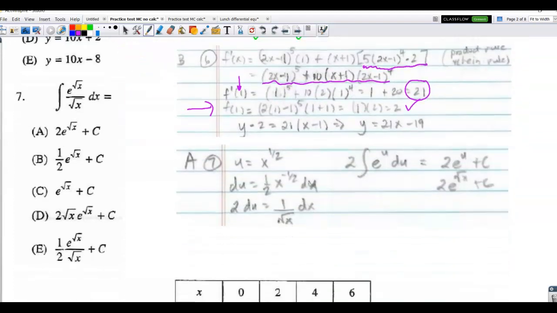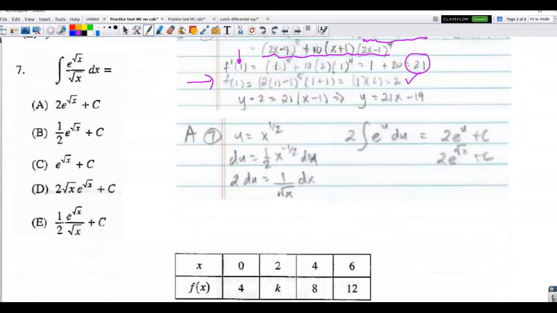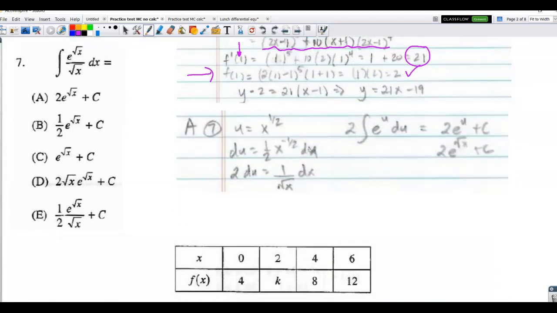Problem number 7. We are finding the antiderivative. Remember in problem number 1, I talked about the various methods. When I look at this, I don't go, I know exactly what the antiderivative of that is. So I would say this is not normal. And so my next thought would be, well, I'm going to go to a u sub.